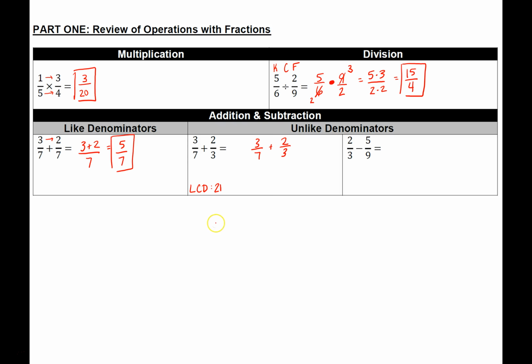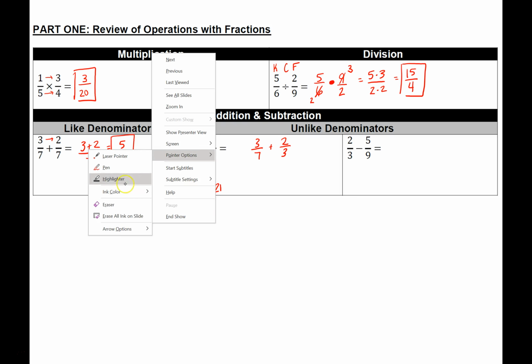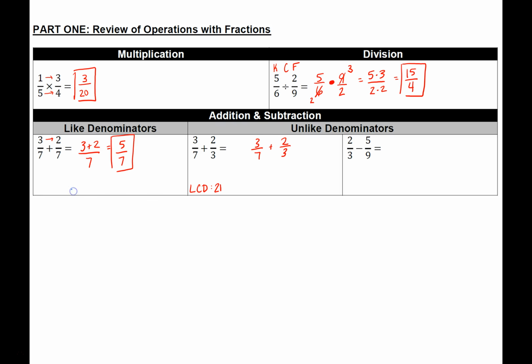So in order to do that, I am going to multiply this left side by whatever it takes to get 21 down in the bottom. 7 times 3 is 21, so that's why I'm going to choose that. That's going to give me a 21 down in the bottom, and I'm going to have to do it on the top too. So 3 times 3 is 9.